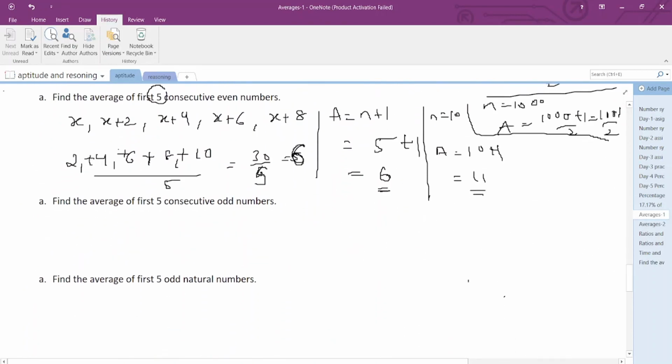So see here, the average of the first 5 consecutive odd numbers, they asked. So the first 5 consecutive odd numbers: the odd numbers will start with x equal to 1, next 3, 5, 7 and 9. These are the first 5 consecutive odd numbers, right? So you can add all these 5.